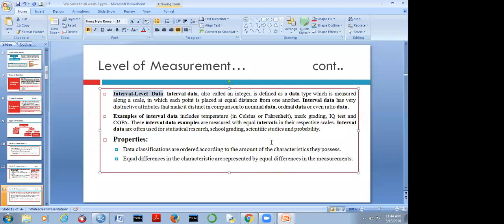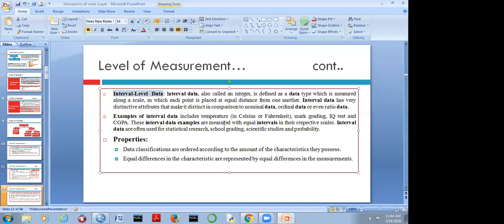It is very distinct characters, different characteristics. बिल्कुल अलग सा different character है. इसलिए ये data comparative, अगर इसको comparison करें तो it makes it very different from nominal data, ordinal data and ratio data. अभी मैं third, fourth type बताऊंगी, ratio data.